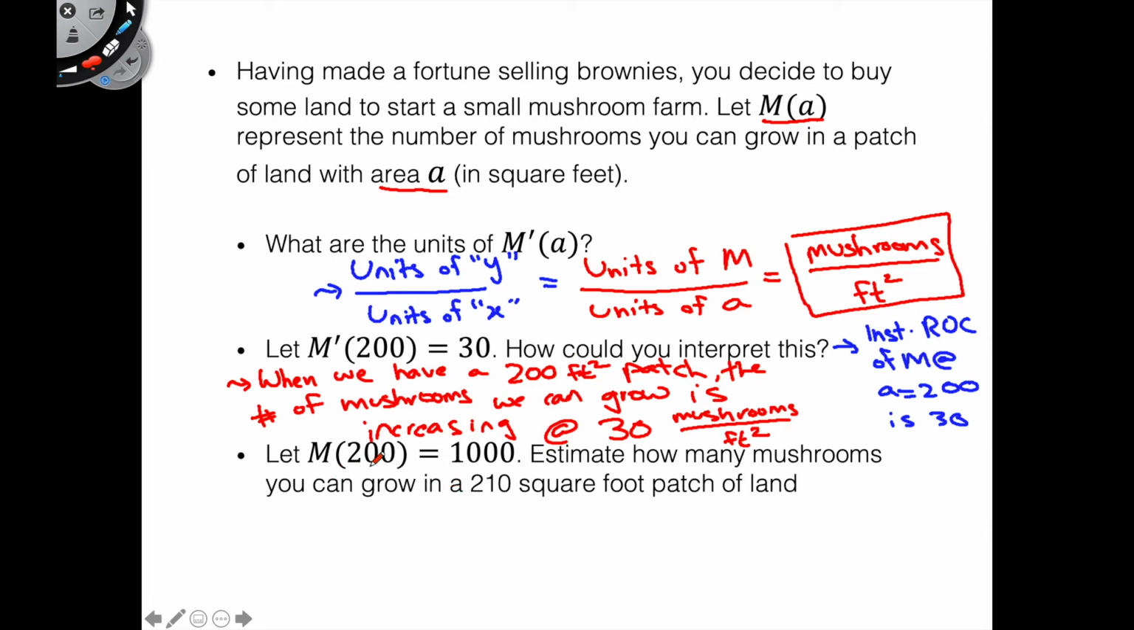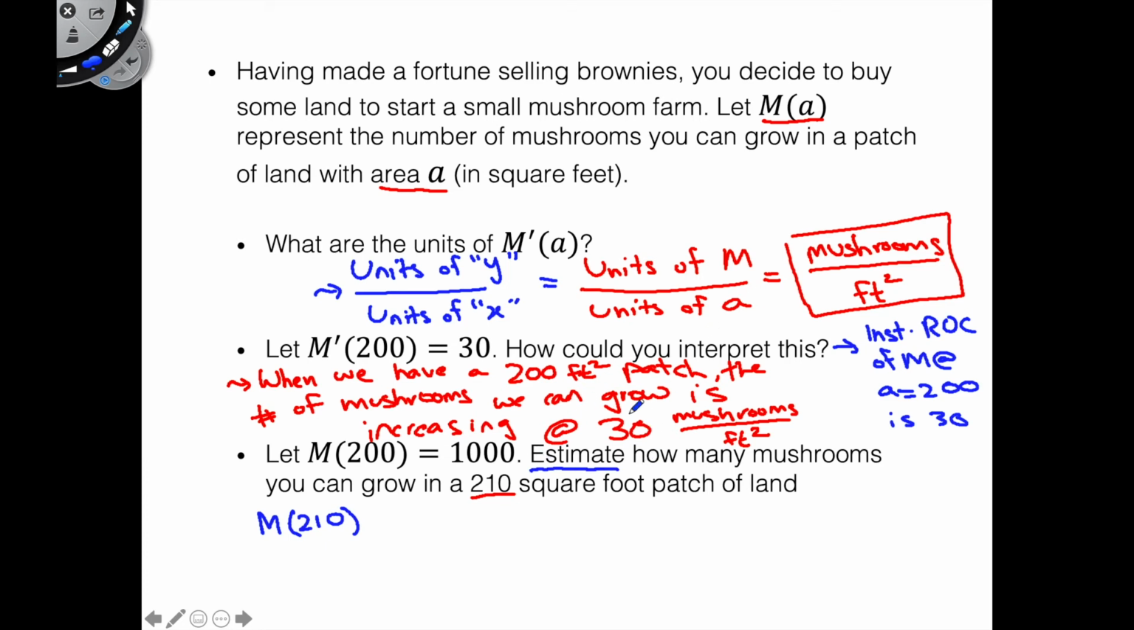Next one is M of 200. We're given that M of 200 is 1,000. Now, given that, we want to estimate how many mushrooms we can grow in 210 square feet of land. So once again, what we're really being asked for here is M of 210. Without being given an explicit function for M of A, we would not be able to do this exactly. But since we're only being asked for an estimation, that's something we can do.